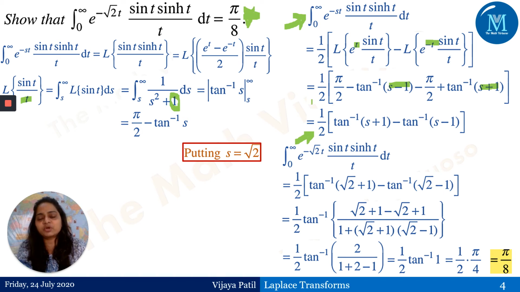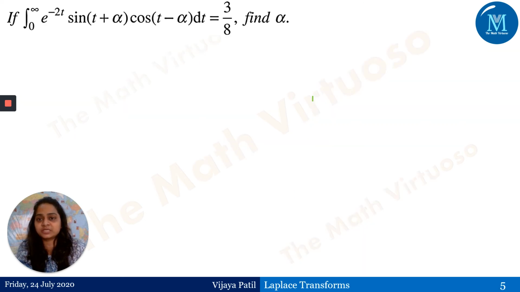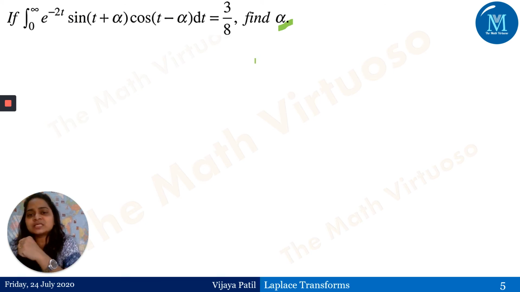This is a very important question from the point of view of your examinations as well. Similarly, this is another type of question where we have to find out the alpha. If this equals this, that means LHS equals RHS, and we need to find out this alpha. This is the third type of application, or you can say the third type of question, where you will face the application of Laplace transforms.